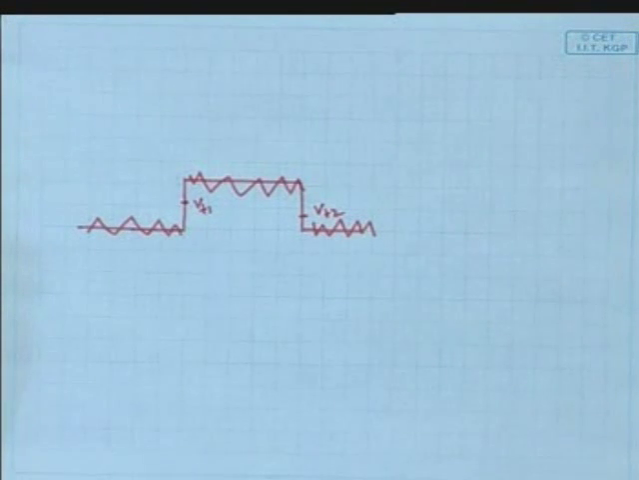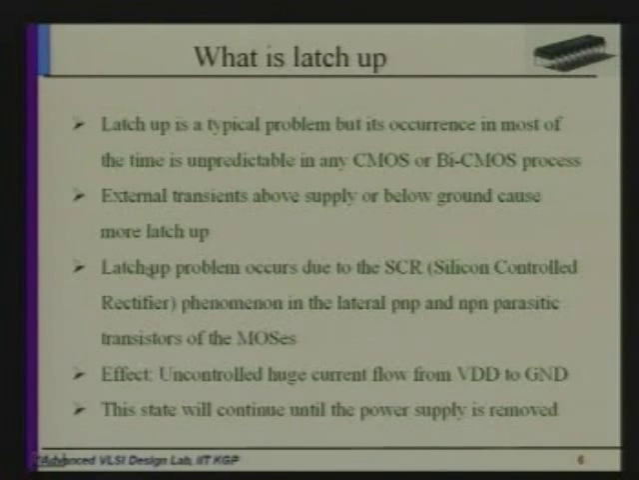Okay, now I'll do the latch up thing. So up to this point, is it clear or not? Can we use the Schmitt trigger as a buffer only in a digital circuit, or can we also use it in analog? No, digital. So what is latch up?